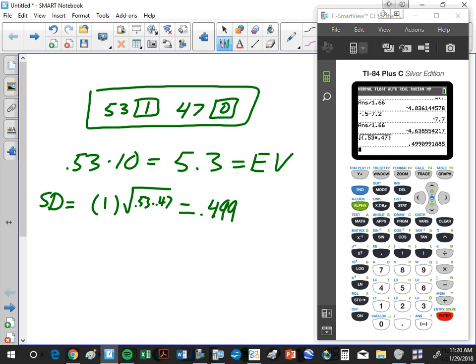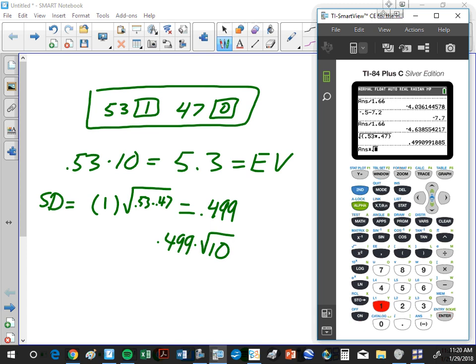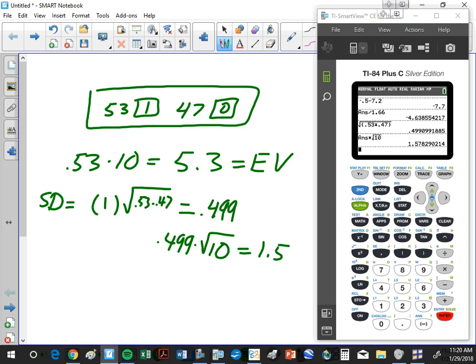Okay, now what do I do? I need the SE, so 0.499 times the square root of 10, because he's only doing 10 shots, so I get 1.5. So if Shaquille O'Neal takes 10 shots, he's expected to make 5.3 shots, give or take 1.5 shots, which doesn't make a whole lot of sense. But those numbers will allow us to calculate probabilities. Do I need to worry about edges? Definitely. Because we have a small number of shots.